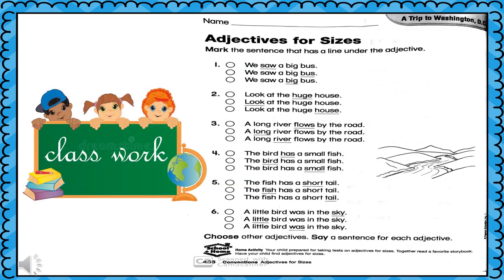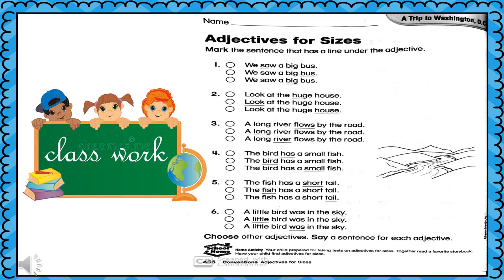Now we have one more page for adjectives for sizes. Open page 456 please. Mark the sentence that has a line under the adjective. No cheating. We can see you. Number 1. We saw a big bus. You have 3 options here. Which option has a line under the adjective for size? Saw, or bus, or big?